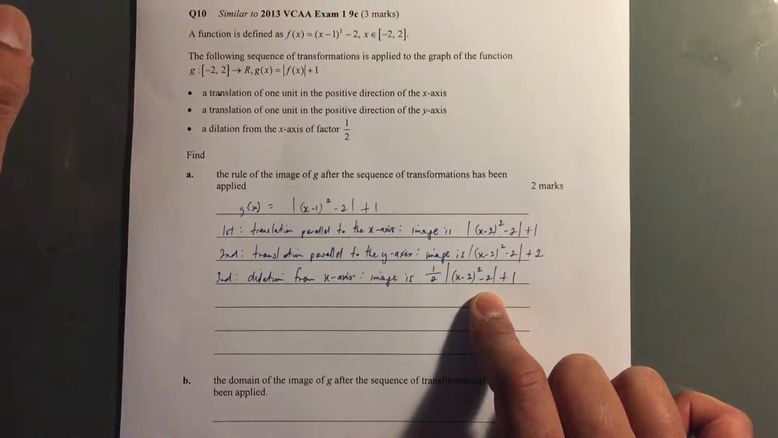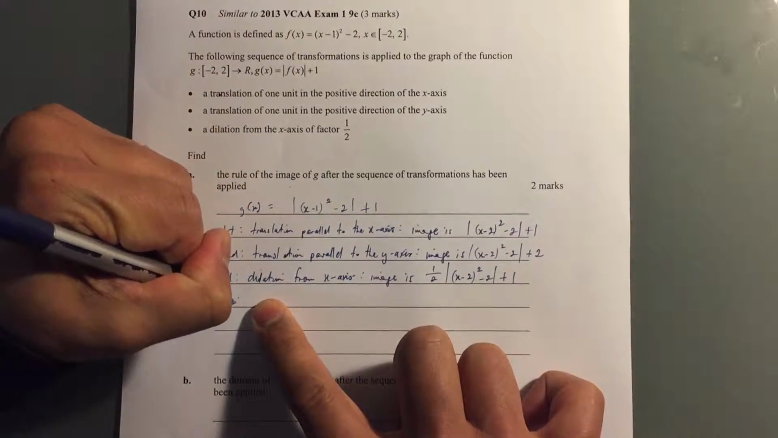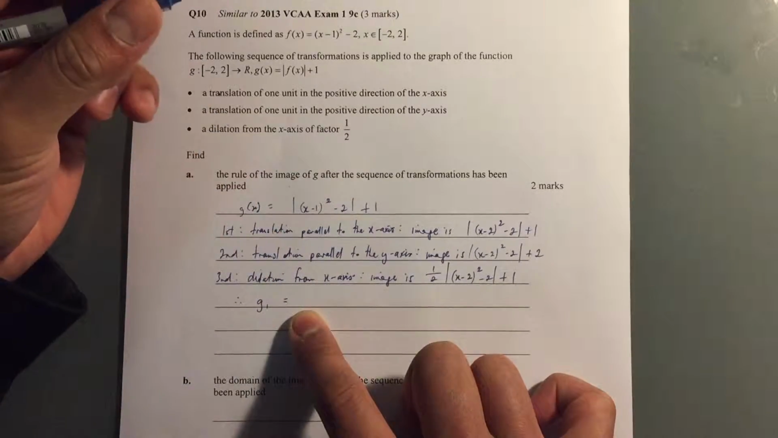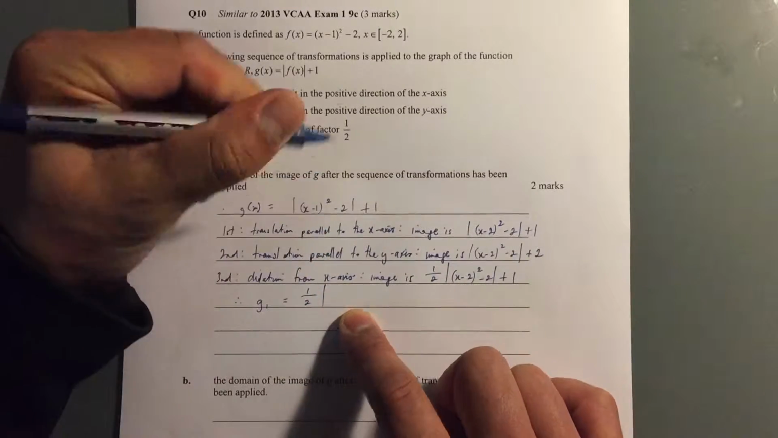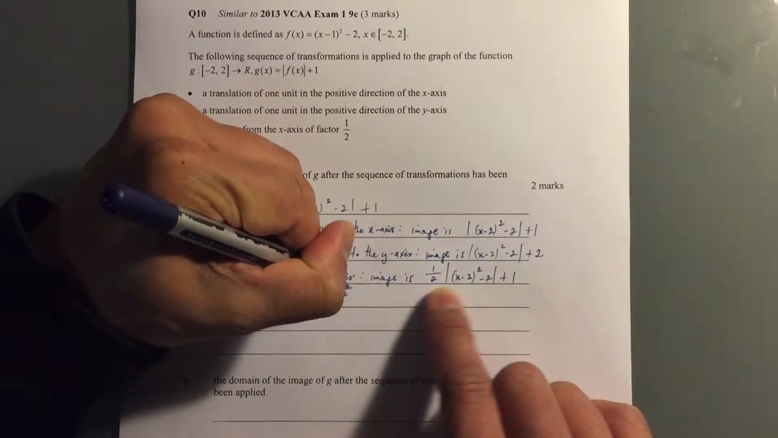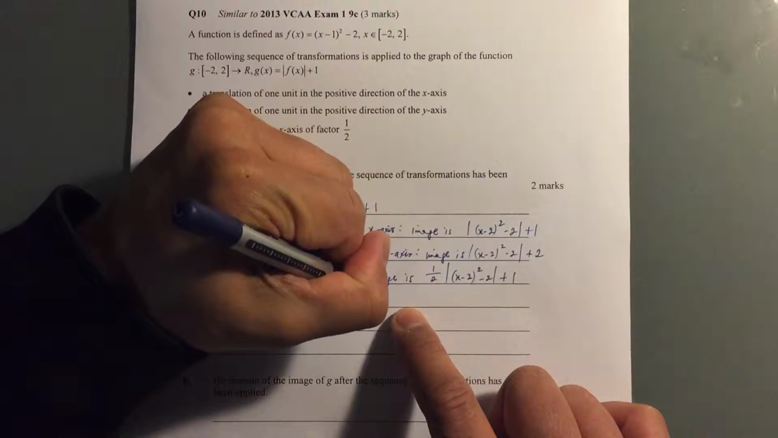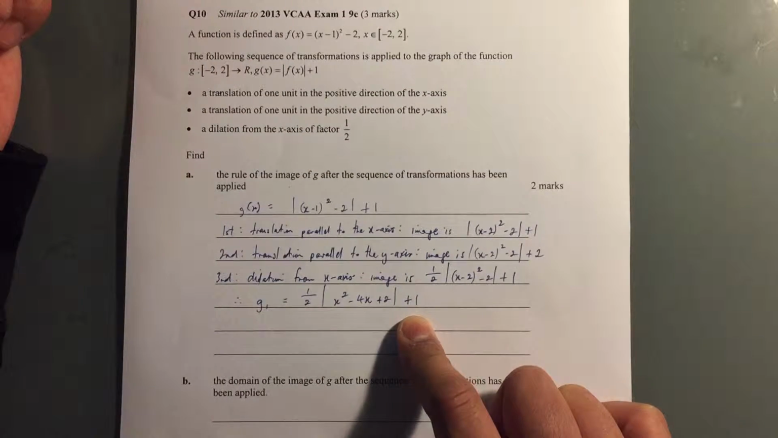Now if I want to expand this and clean this up, I could. But what I want to do is finish by saying that the image is equal to, and so we might as well do that. So I've got half, and inside here, I've got x squared, take 4x, plus 2, and plus 1.